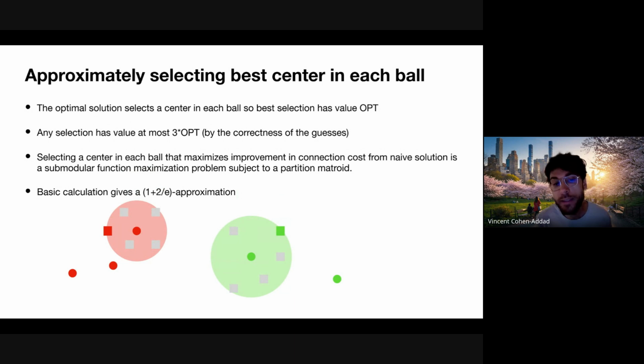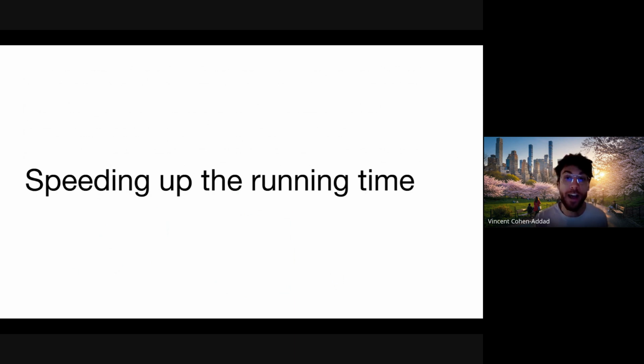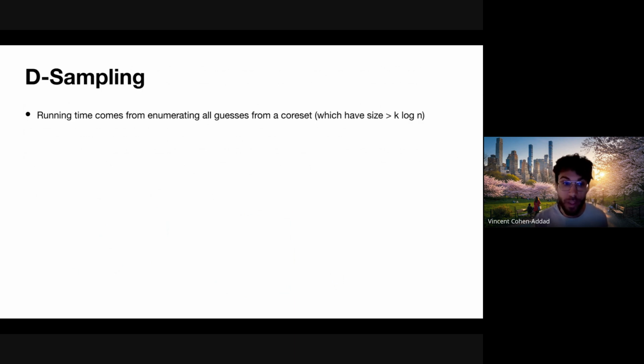And so basically, you can show that you will run some sort of modular optimization method or greedy method, and then you will get 1 plus 2 over e, which is optimal for this problem. So this is optimal, and that's what we showed in the iCal paper. The question is, how do you speed up this process?